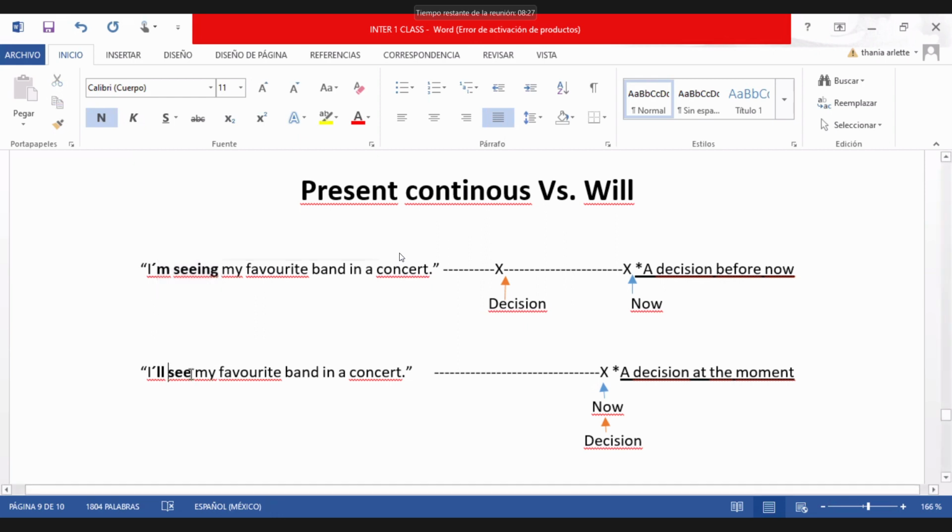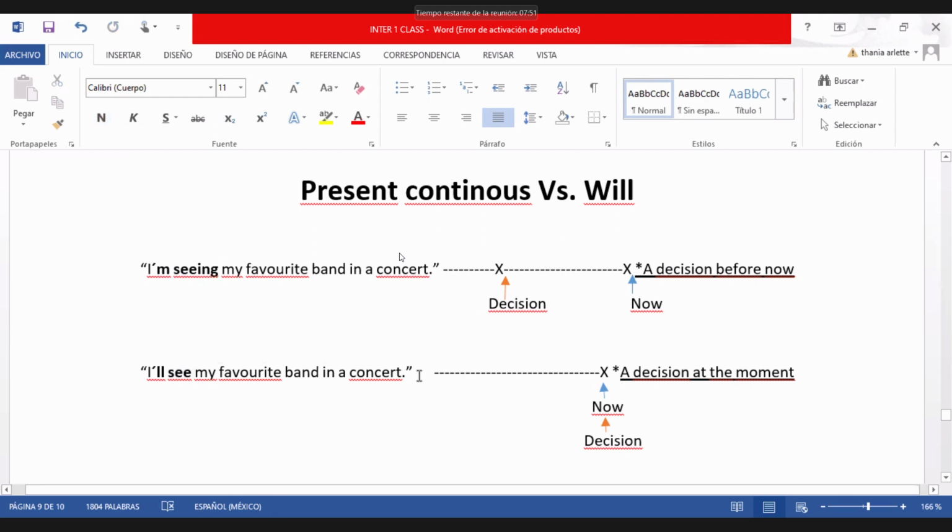Another example with will can be, for example, I am watching television in the living room with my friends. We are watching television. The telephone rings, so I can say, I'll answer the telephone. I am expressing something that is going to happen in the future, but this is a spontaneous decision.